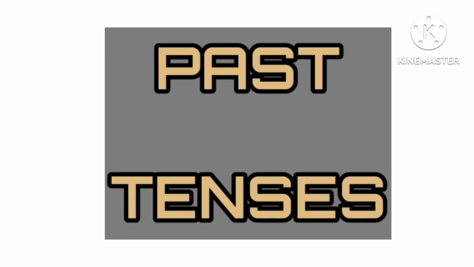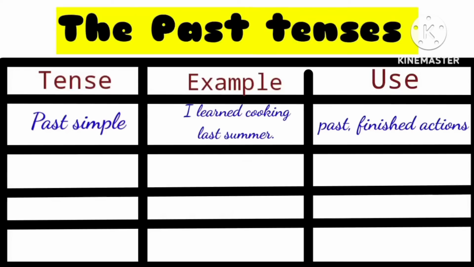Let's see all the four tenses in a table. The first one is past simple tense. It is used to describe past and finished actions. For example, I learned cooking last summer.